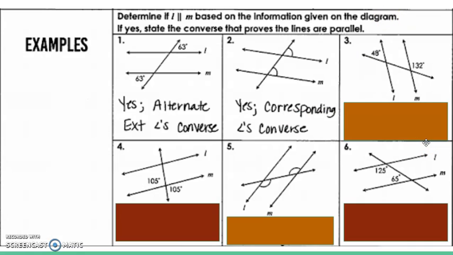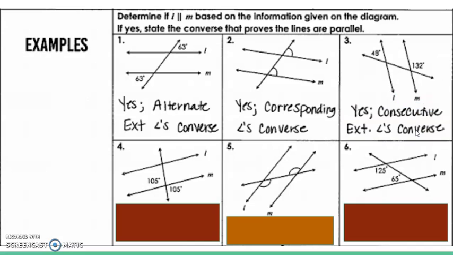For number 3, we were given a 48-degree angle and a 132-degree angle. They're on the same side of our transversal, and they are exterior angles. So if we have consecutive exterior angles, then those angles would need to add up to 180 degrees. So if we add 132 plus 48, we find that that is 180 degrees. So we can say yes, using our consecutive exterior angles converse, or that same side exterior angles converse.